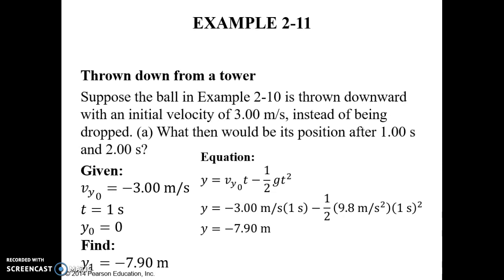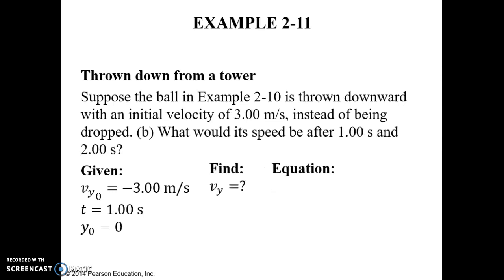And we get negative 7.9 meters, which means the ball falls further down if we were to throw the ball downwards instead of just dropping it, which makes perfect sense. Now for 2 seconds, the ball drops even further, at negative 25.6 meters.